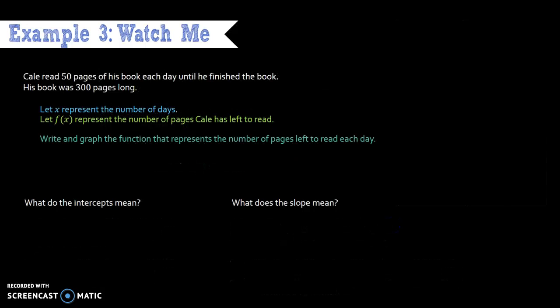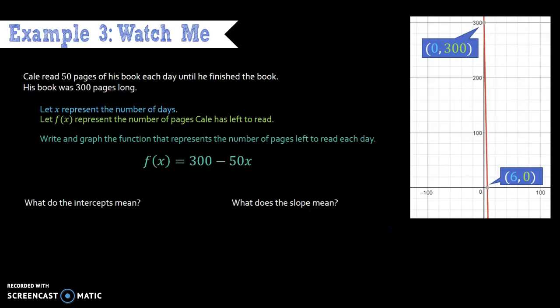Go ahead and pause and try this one. We've done this in a previous video. We do have the function that represents the number of pages left to read each day. This is the function right here. Let's graph it and figure out what our intercepts and our slope represent.